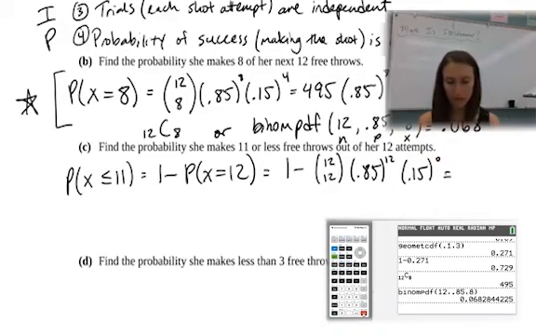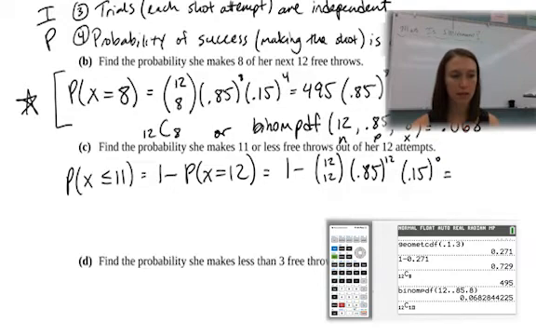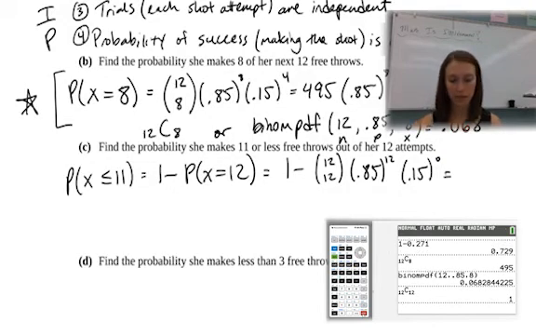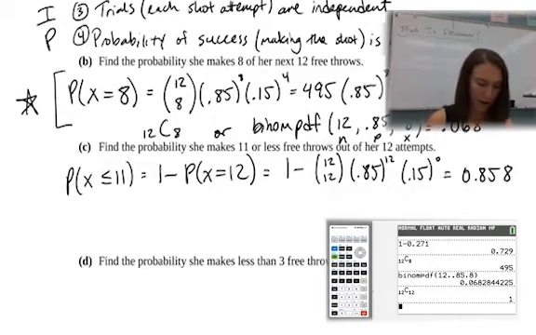Plug that in your calculator. So again, 12 choose 12. So 12, and then go to math, over to probability, go down to nCr, and then hit 12 again. So that gives you that 12C12. Now that's 1. There's only one way she can make 12 shots out of 12, but I wanted to show you the calculator work again. All right, and then this is going to equal 0.858.